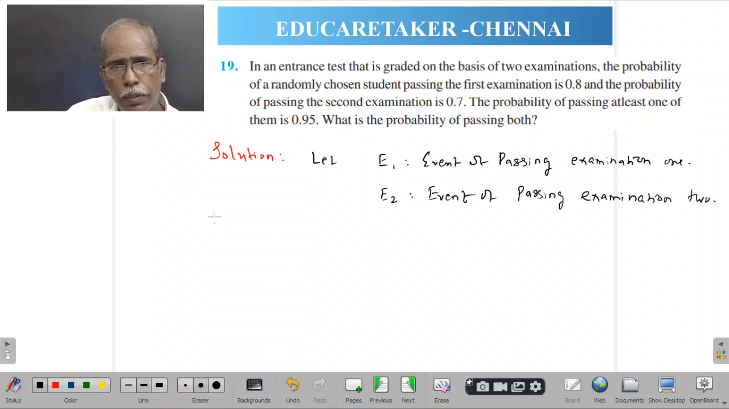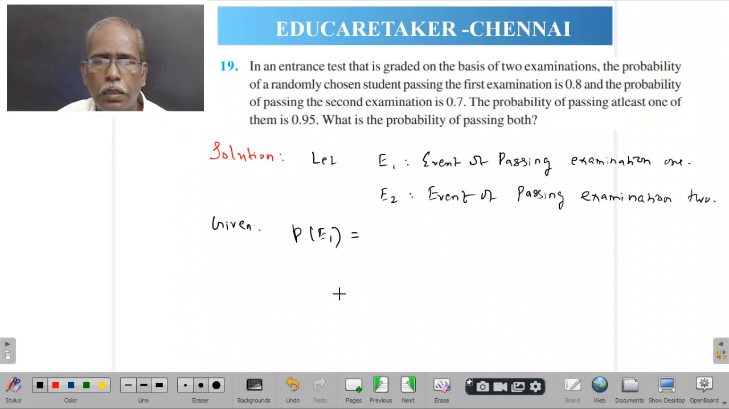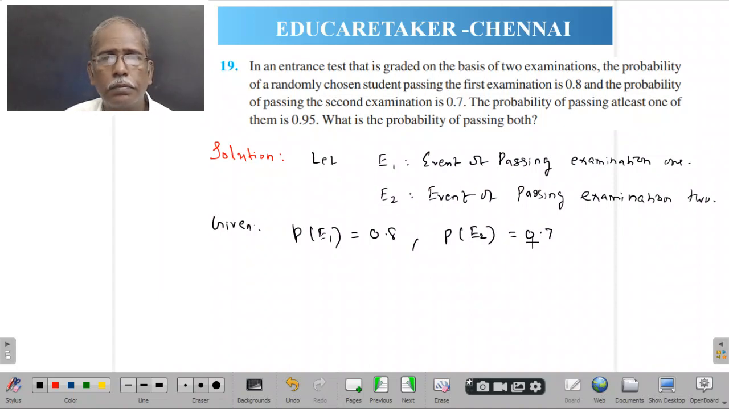And what is given from the data? The probability to pass the first examination, denoted by P of E1, is 0.8, and the probability to pass the second examination, P of E2, is 0.7, and the probability to pass at least one of them, that is P of E1 union E2, is 0.95.